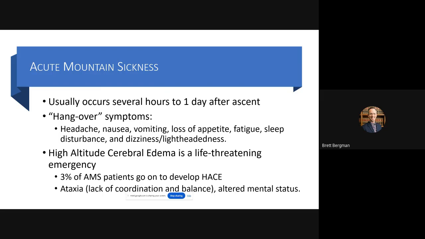So they may lose coordination and balance. They might have altered mental status. They can get fatigue, drowsiness, difficulty speaking, coma. You can even get hallucinations and some psychotic behavior, which are occasionally observed in patients with HACE. And that progression from having acute mountain sickness to HACE can be as fast as 12 hours, but usually it's over 1 to 3 days. And the treatment for this is going to be oxygen and getting them down the hill, getting them back to sea level.